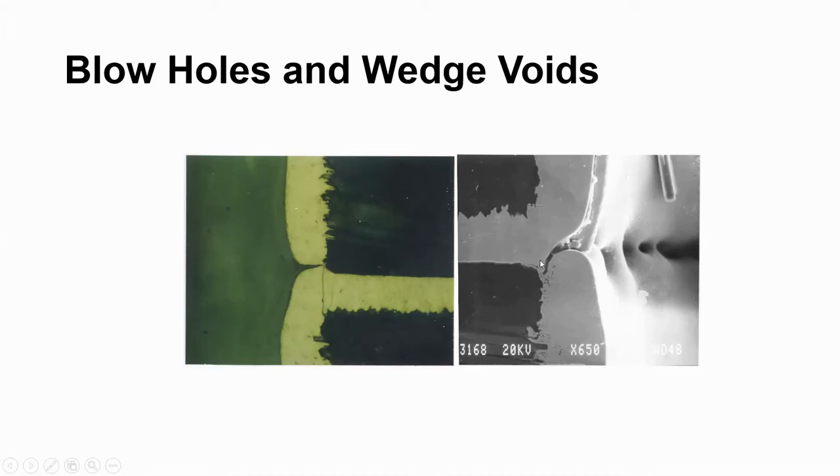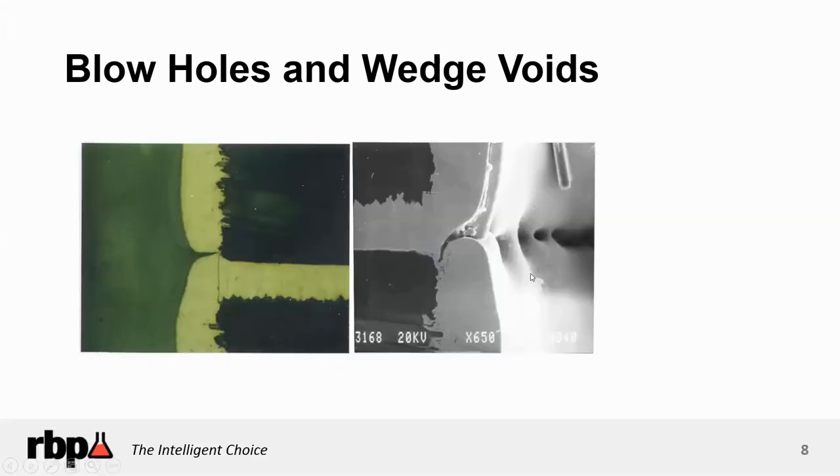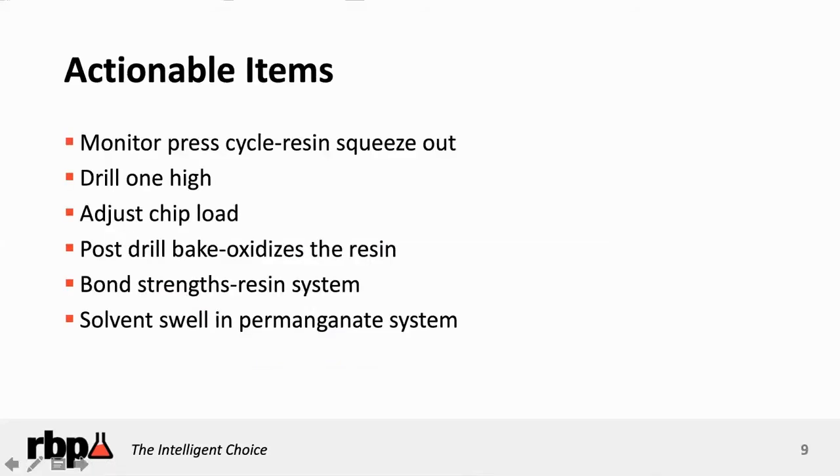And that's one of the big dangers of the wedge void or the wedge opening, this potential for thin copper at that wedge that then becomes an area of weakness. And again, you don't have to dread the wedge void. There are several actionable items that can help you minimize or mitigate this issue.